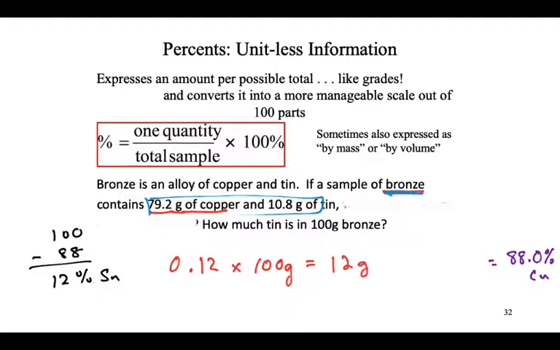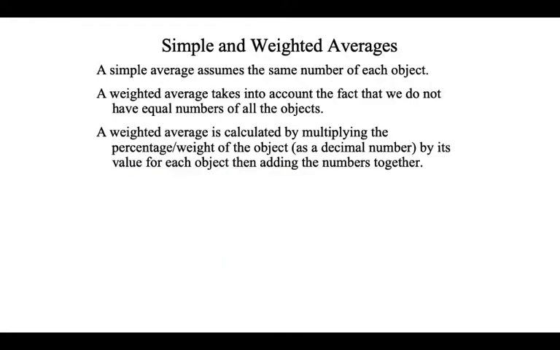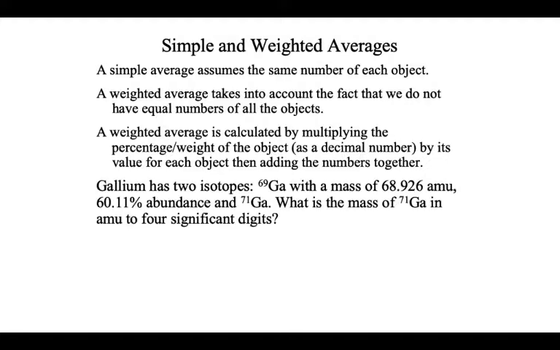Okay. So let's make it really hard. This is our simple and weighted averages. Our weighted average is calculated by multiplying the percent by the weight of the object, for each object, and then adding them all together. That's a challenging thing to look through. That's the formula that I'd actually already written up.